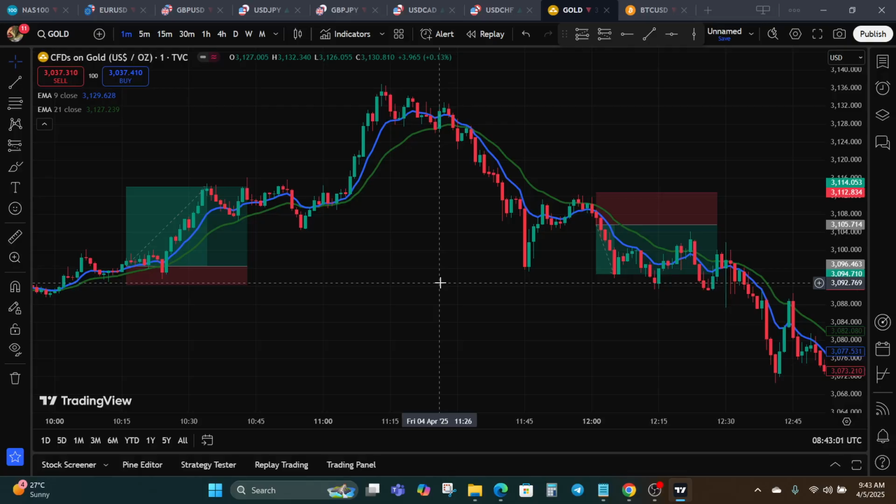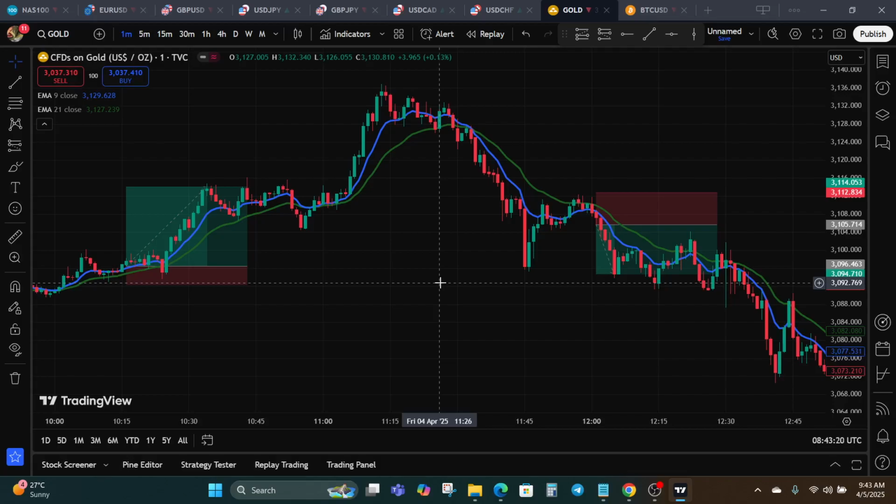Okay, no chasing, no over trading, just clean execution. What you are looking for is consistency. It is one thing to make instantaneous profits, it's another thing to consistently make profits over time. So you are not just looking for instantaneous profits, you are looking for consistent profits over time.